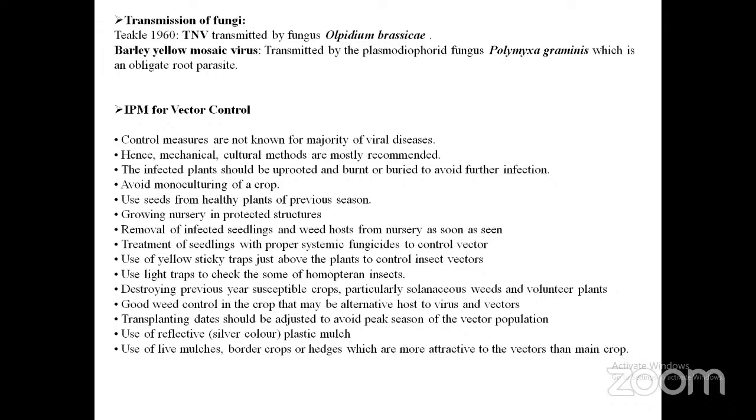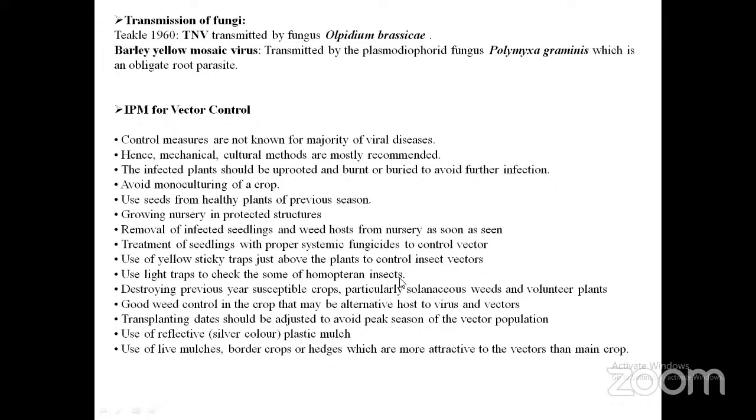And sometimes we can also use insecticides like Rogor or Malathion to control these insects, which can be controlled through the systemic insecticides. Use of yellow sticky traps just above the plants to control insect vectors. And one of the things which I have not included here can be the treatment of propagative materials. These also help, like in potato. It helps for the control of potato leaf roll viruses.